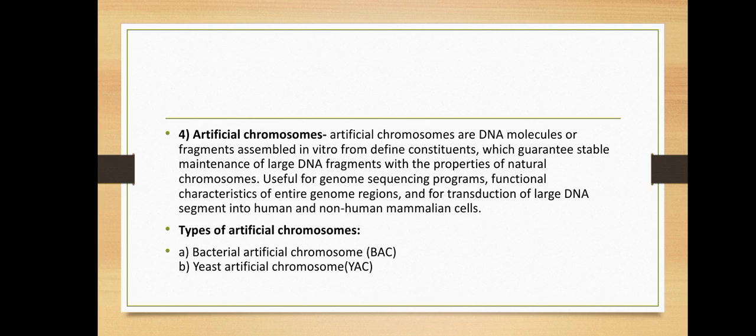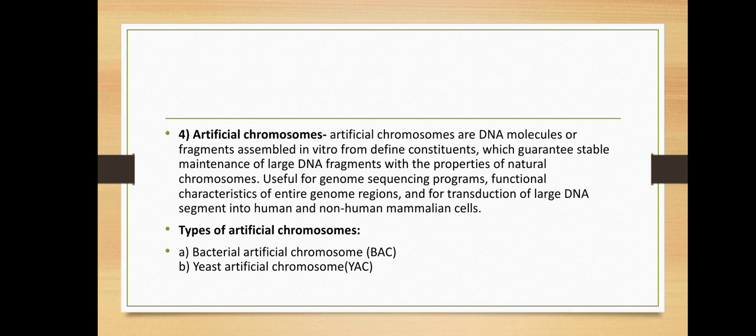Artificial chromosome. Artificial chromosomes are DNA molecules assembled in vitro from defined components which allow stable maintenance of large DNA fragments, with the properties of a natural chromosome. They are useful for genome sequencing programs, functional characterization of entire genome regions, and for transfer of large DNA segments into human and non-human mammalian cells.